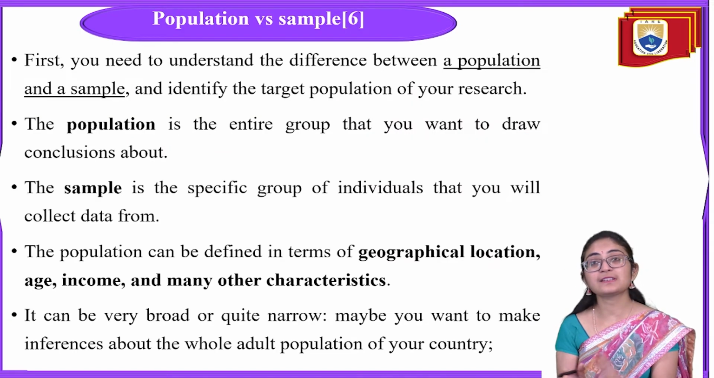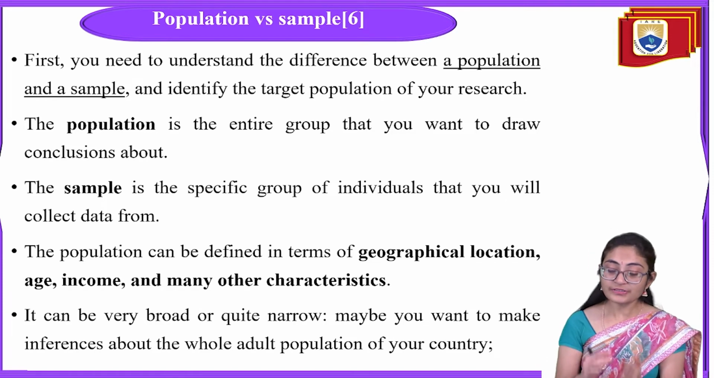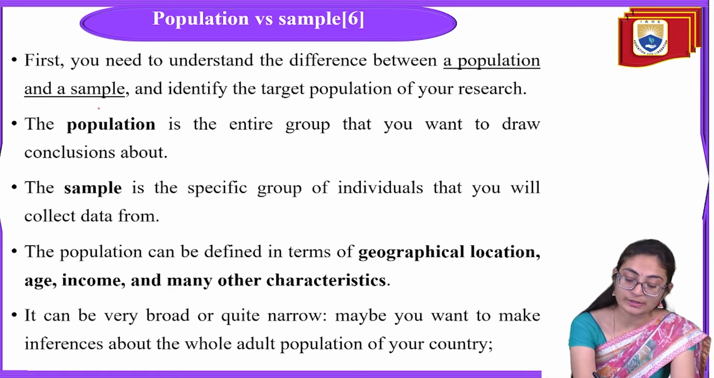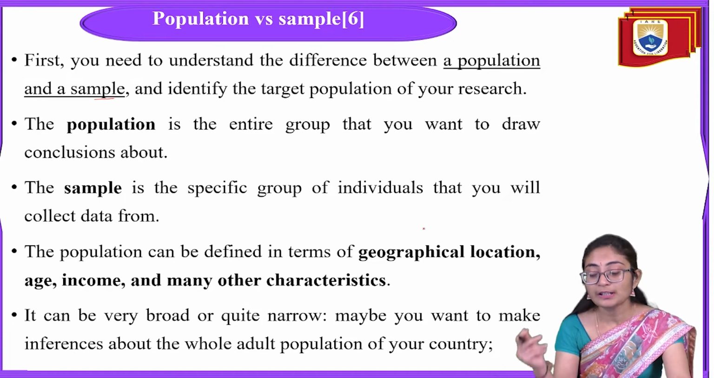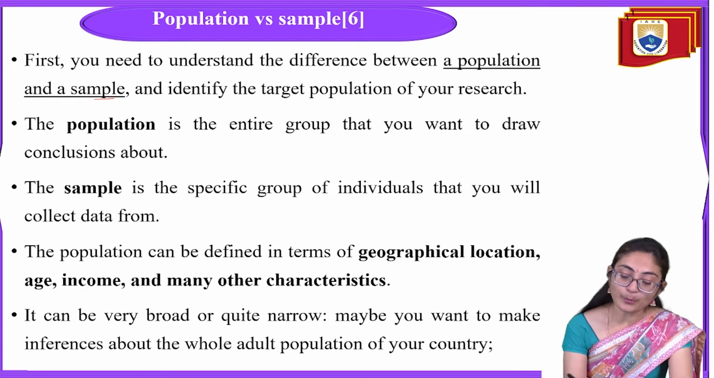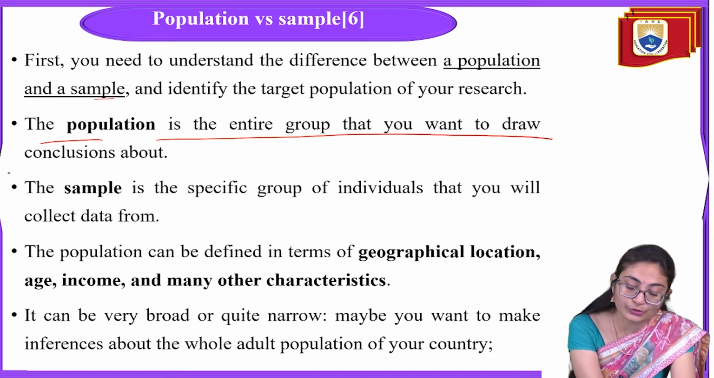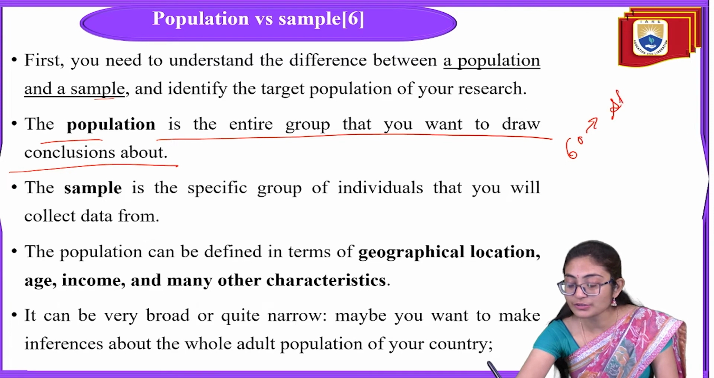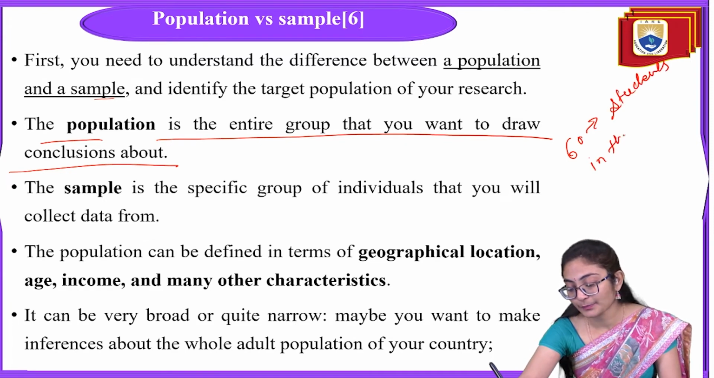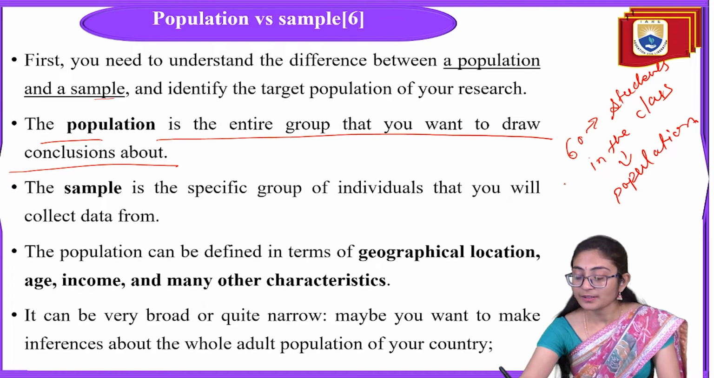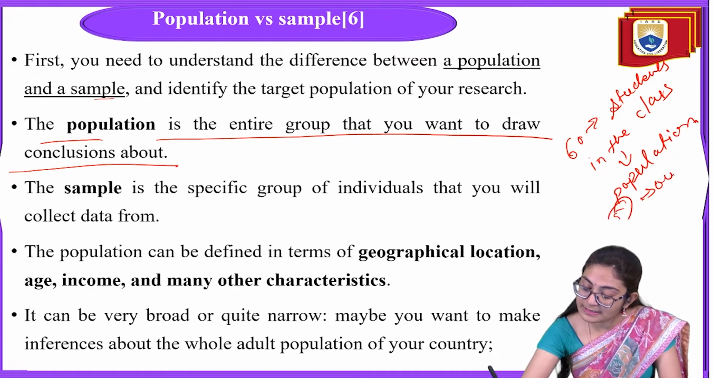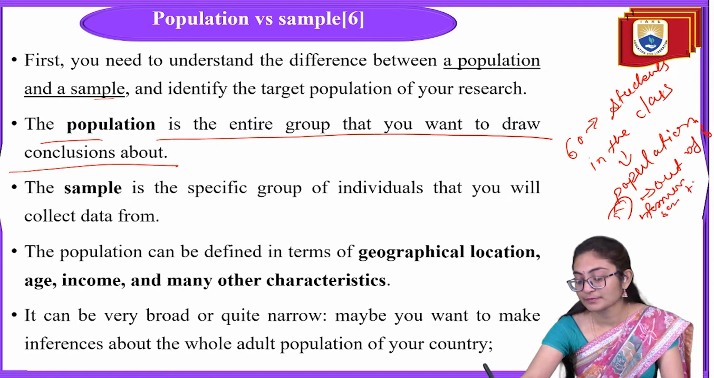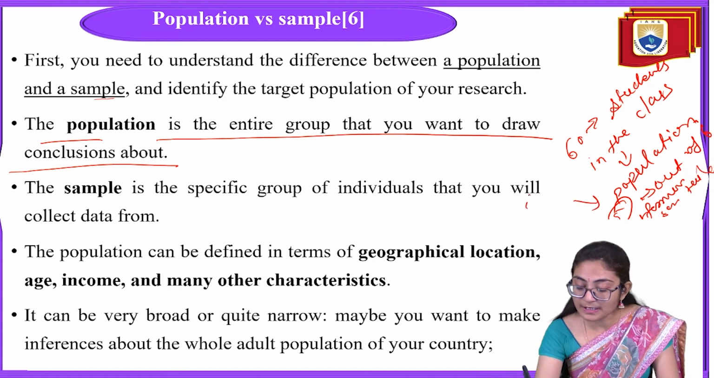Now, first we will see population versus sample. First, you need to understand the difference between population and sample and identify the target of research. The population is the entire group that you want to draw conclusions about. I already told you that 60 students in the class is your population. But 5 students out of 60 performing some task, that means those 5 students are the sample.